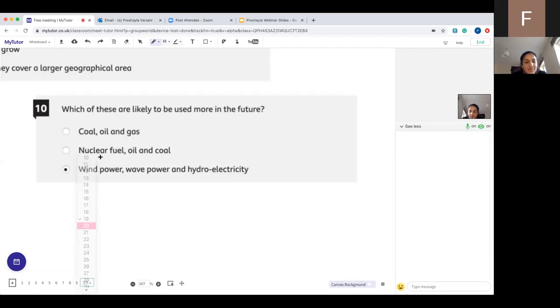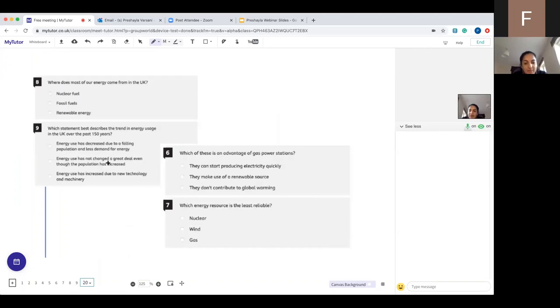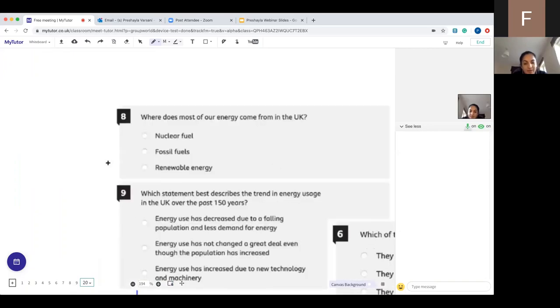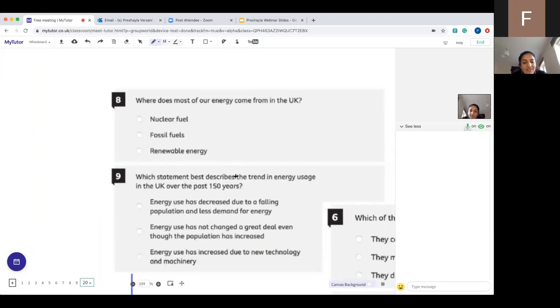Okay, where does most of our energy come from in the UK? And which statement best describes the trend in energy usage in the UK over the past 150 years? Is it energy use has decreased due to a falling population and less demand for energy? Energy use has not changed a great deal, even though the population has increased, or energy use has increased due to new technology and machinery? So most of our energy comes from fossil fuels, and energy has increased due to new technology and machinery being introduced all the time.